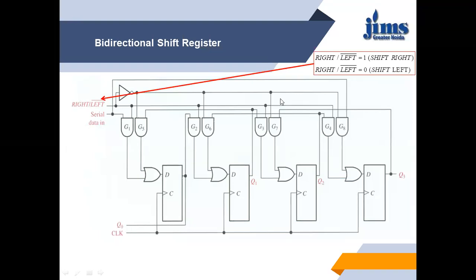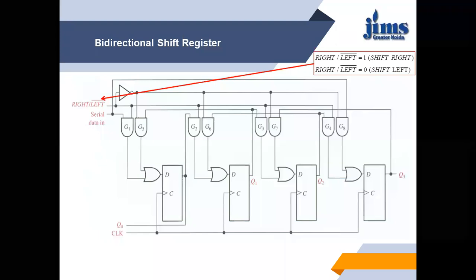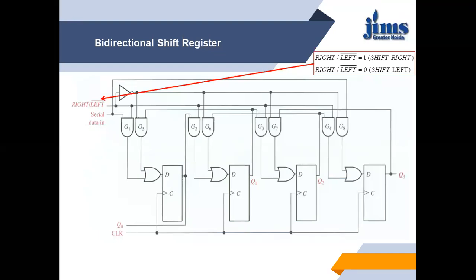So in this way, depending upon the value of right oblique left bar, we can shift data to the left hand side and we can shift data to the right hand side. Whenever we are shifting right, the output will be at Q3. Whenever shifting left, the output will be at Q0. So in this way, we can shift data in both directions, to the left hand side and to the right hand side. That's why this is known as bidirectional shift register.